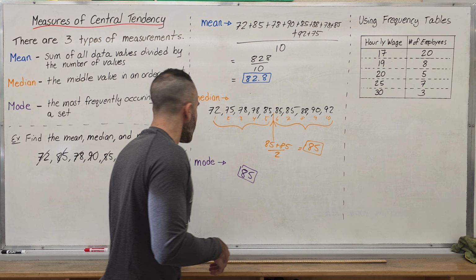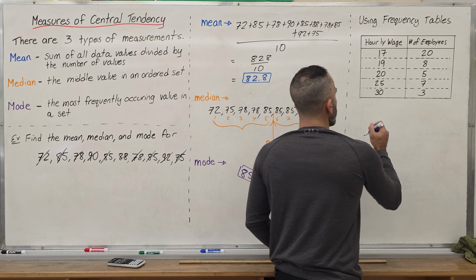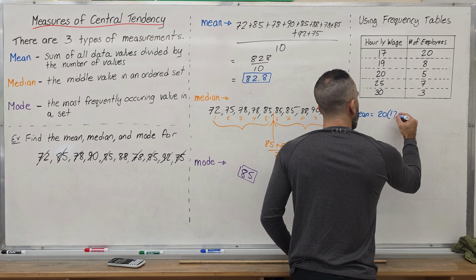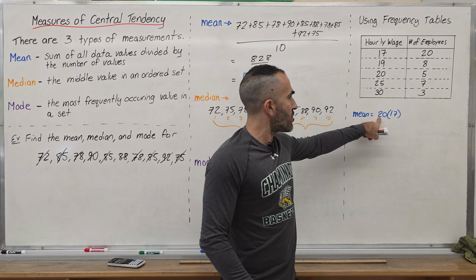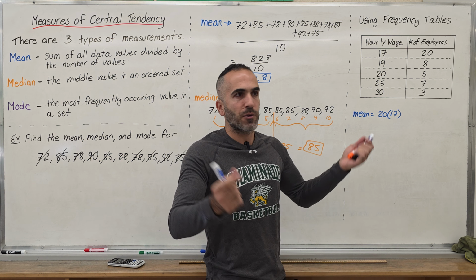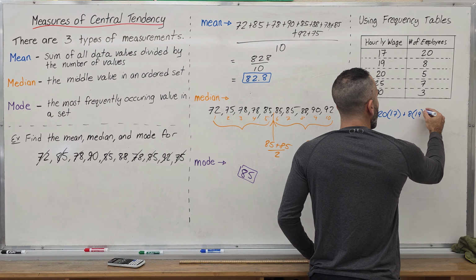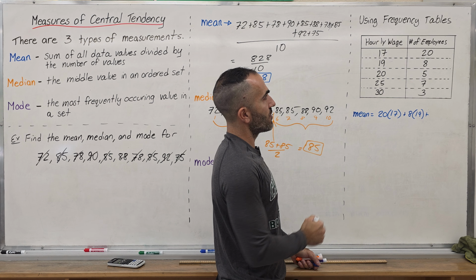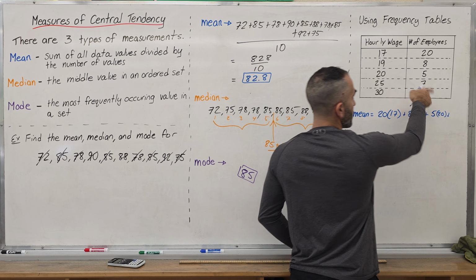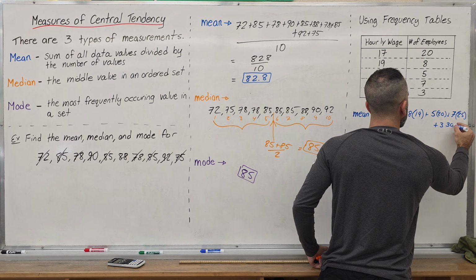So if I wanted to find the mean of these numbers, I know that there's 20 17s, so I just do this. I know that there's 20 17s, so instead of doing 17 plus 17 plus 17 20 times, just multiply. That's why we multiply. So really what I do is I just add up how many there are and what the hourly wage is. There's 8 19s, there's 5 20s, there's 7 25s, and then there's 3 30s.